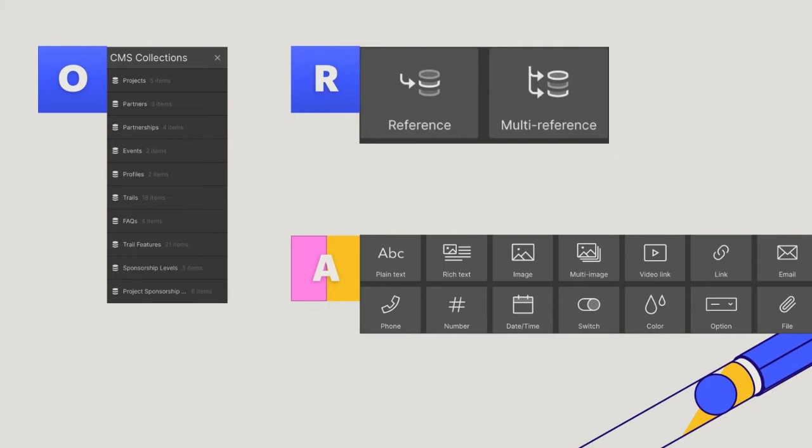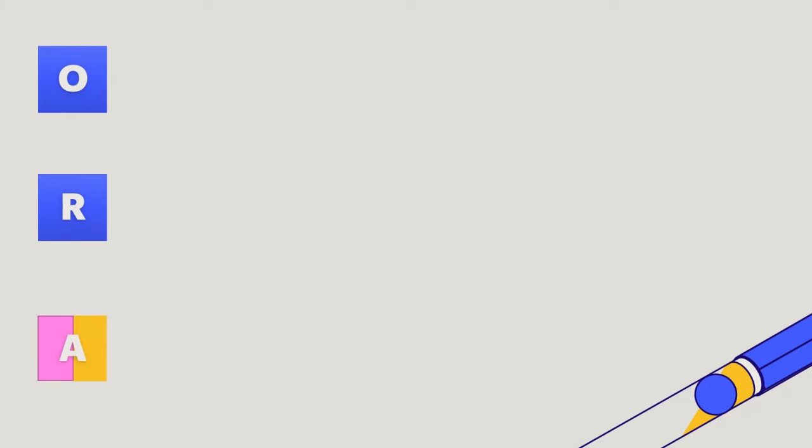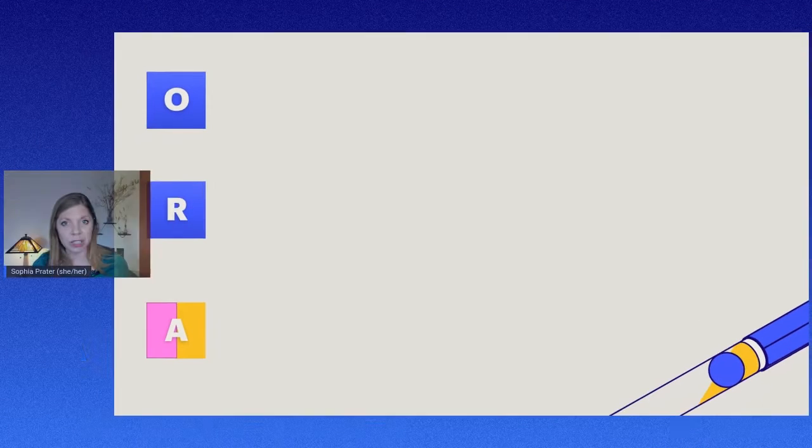And then when I'm talking about attributes, I'm talking about all those other elements that we use to basically make up the forms and the fields that our content creators are going to use to enter in instances or items in our collection. If you're an Airtable user, we've also got objects, relationships, and attributes.